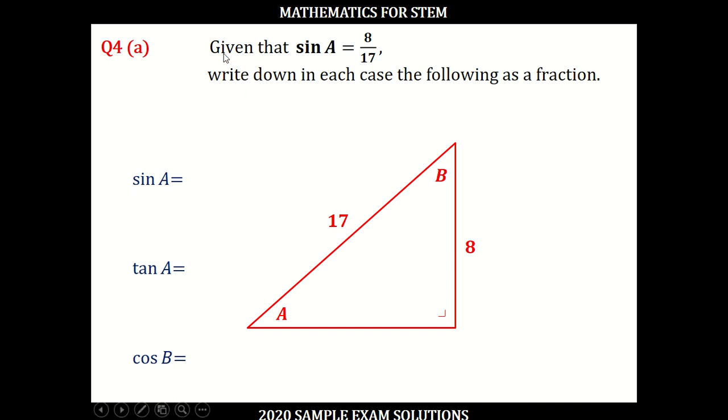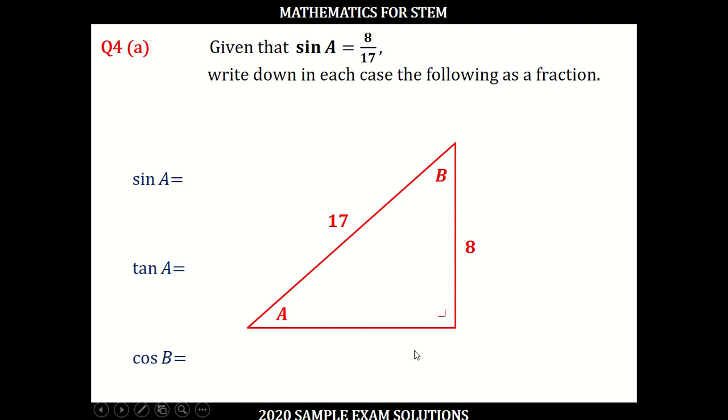Question 4, part A. We're told that the sine of A is 8 over 17. Write down in each case the following as a fraction. So we need to work out sine A, tan A, and cos B. Now in this right angle triangle, this is the right angle, this side is the hypotenuse. So this side is 8.